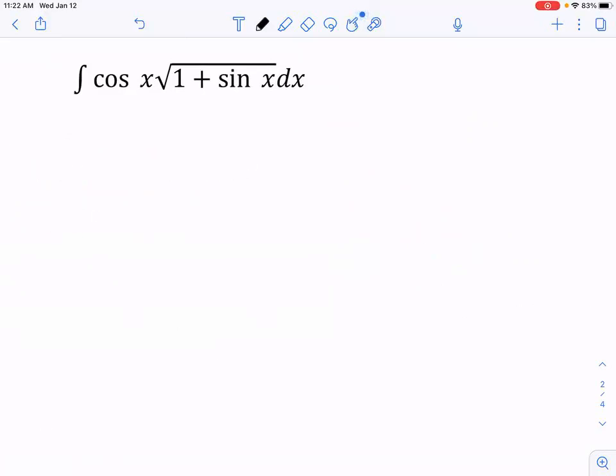I want you to write this down, and then at your pod, just discuss what you think we should do. Don't write anything down, just discuss what you think we should do.